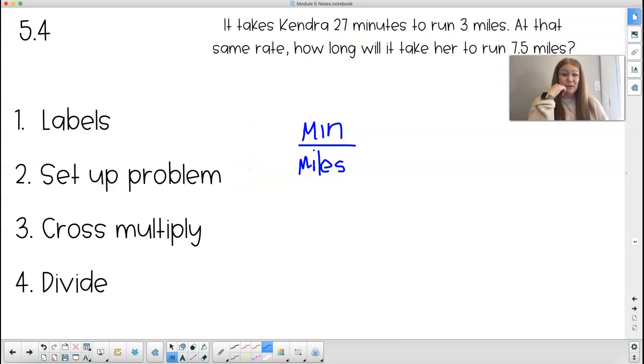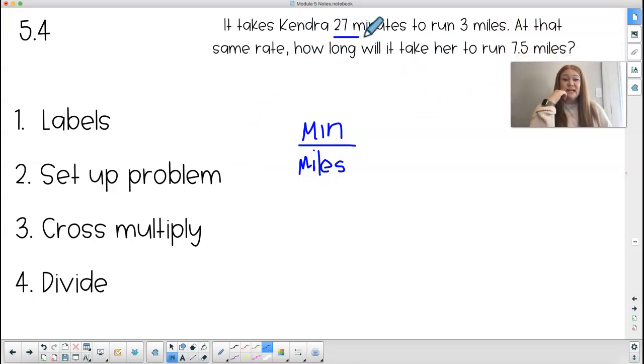And we're going to look here. We know it takes Kendra 27 minutes. Minutes goes on the top, 27 minutes. And again, I'm using that fraction ratio. My favorite way is the fraction, to go 3 miles. 27 minutes to 3 miles, 27 to 3 for that rate. Every time I talk about minutes, it's on the top. Every time I talk about miles, it's on the bottom. So I've started setting up my problem. I've got to keep going.